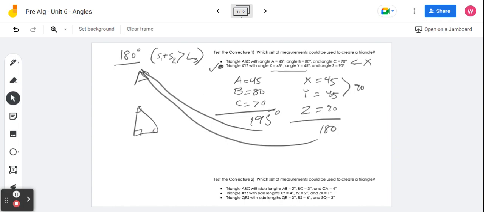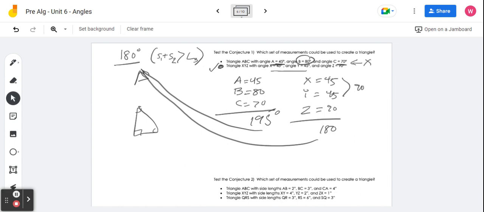Whereas our two shortest sides here were 45 and 70. Those were equal to 115 degrees, which is greater than the longest side here, which was 80 degrees. However, because it didn't add up to 180 degrees, that's why this triangle is not possible to create.